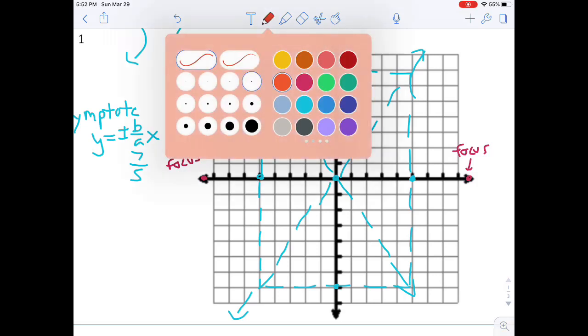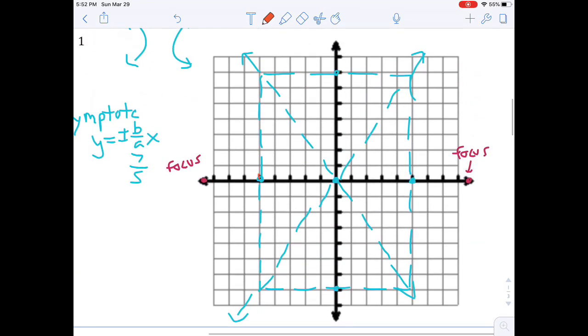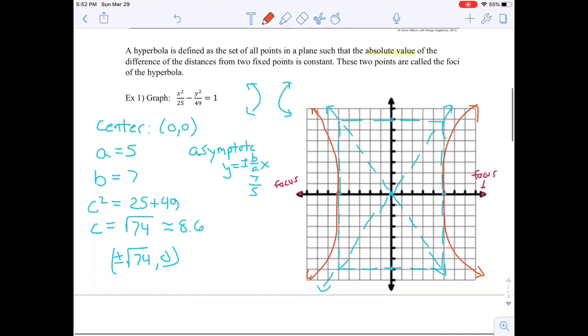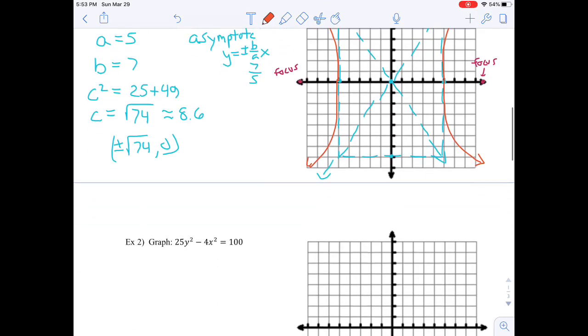Okay, and then it's a sketch. And we want to go out towards the asymptotes. And there we go. So we want to talk about the length of our axes. The transverse axis had that length of 2a, so in that case 10, and the conjugate had a length of 14, going from top to bottom.